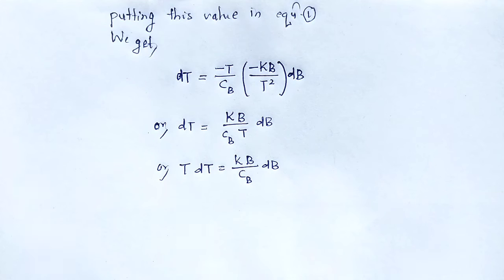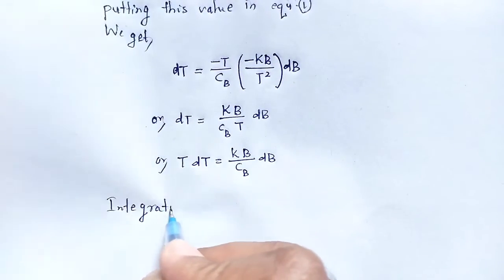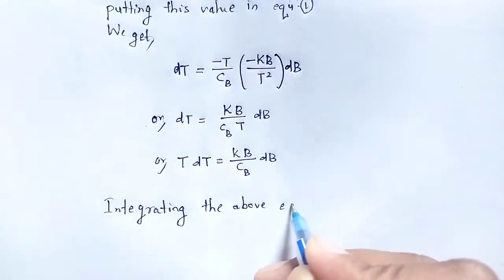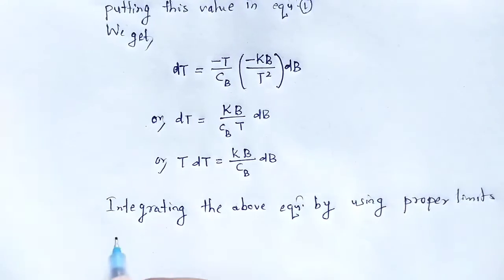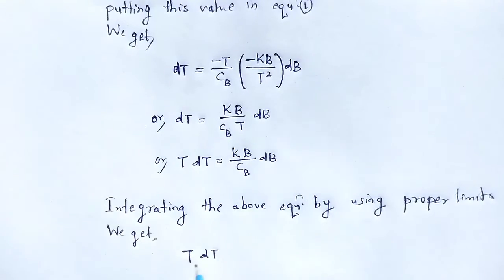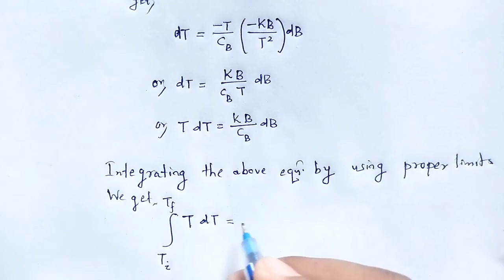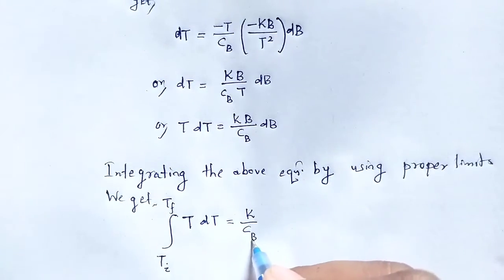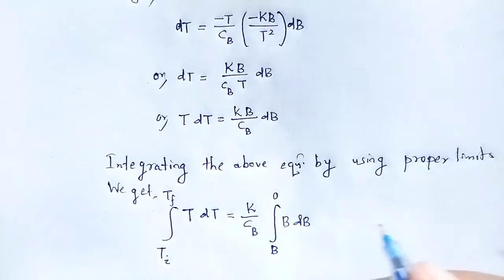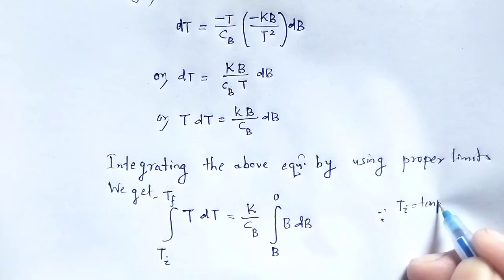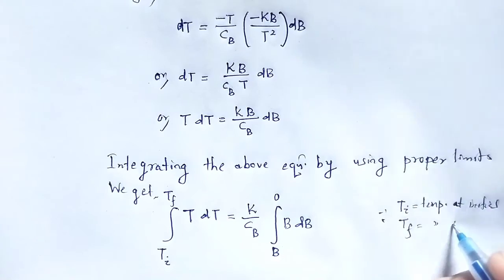So assuming that the specific heat of the paramagnetic salt at constant B is constant, integrating the above equation using proper limits, we get T dT, with temperature initial Ti, that is the initial temperature, and Tf the final temperature. Here K by Cb is constant, taken outside, and the integration of B dB is from initial B to final 0.